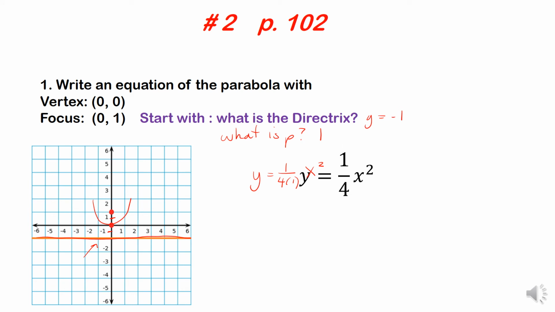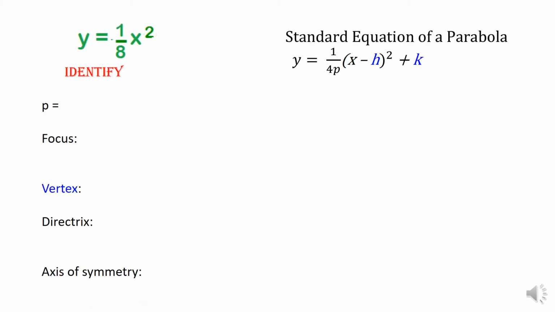Alrighty. So let's look at another one. In this one we have y equals 1/8 x squared. So you have to learn to identify. So what is p? The first thing I'm going to do is think 1 over 4p x squared. So 4p equals 8. So p equals 2.